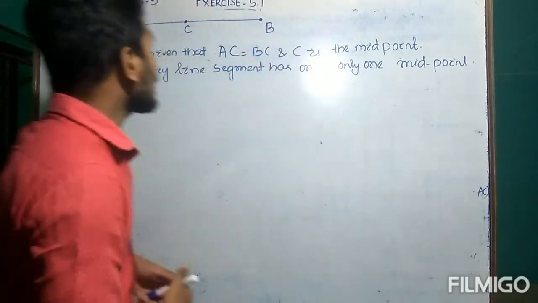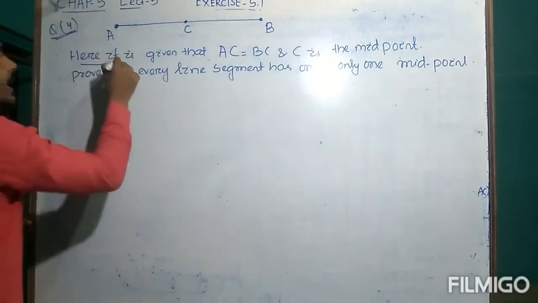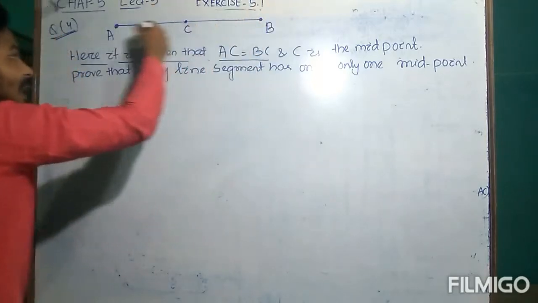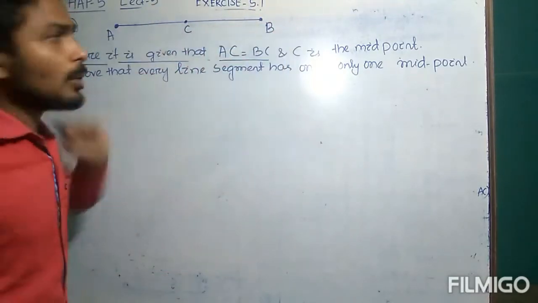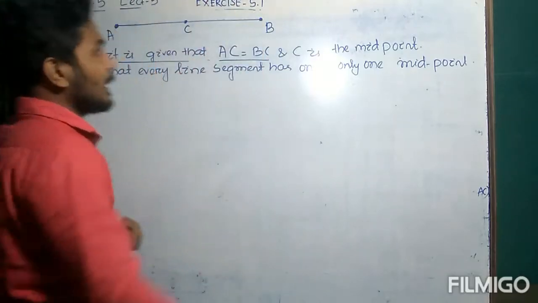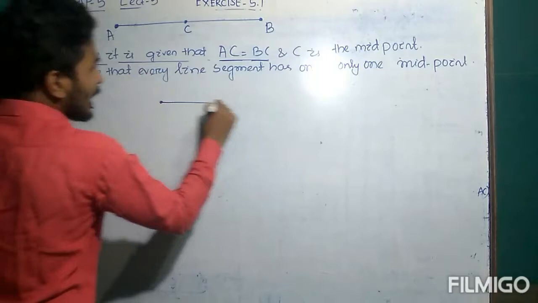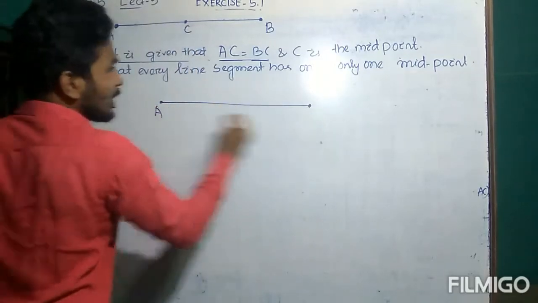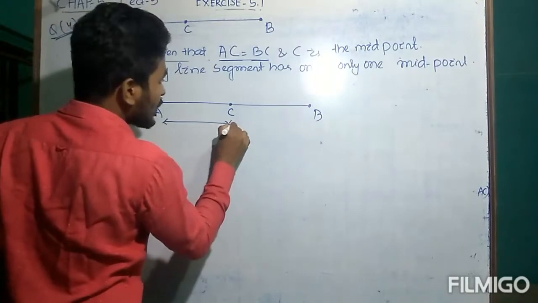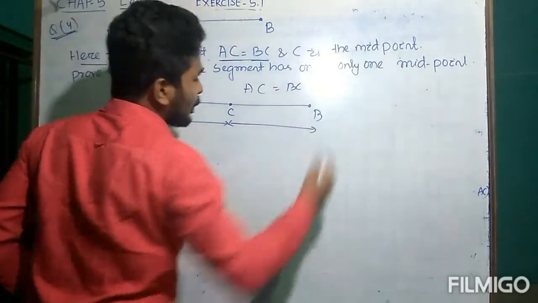So let's start. In the first question it is given that AC is equal to BC. So basically AB is a line segment, and in between, C is a point on that line segment. And the condition is AC is equal to BC. So it is given that AC is equal to BC. This is the condition. And C is the midpoint.